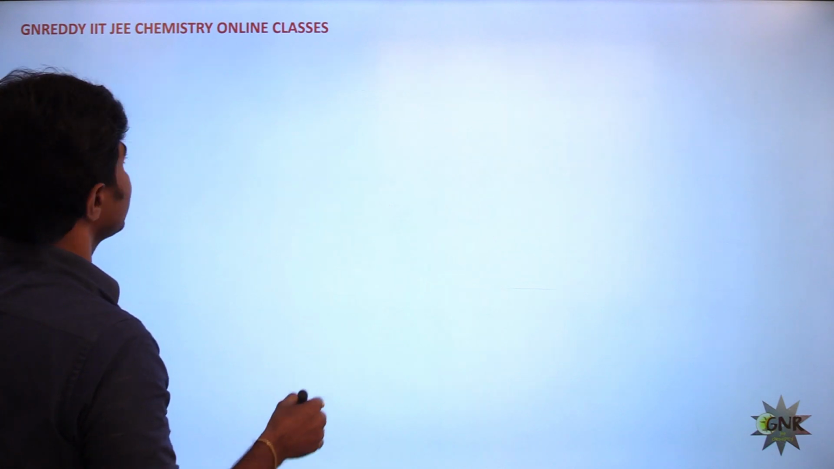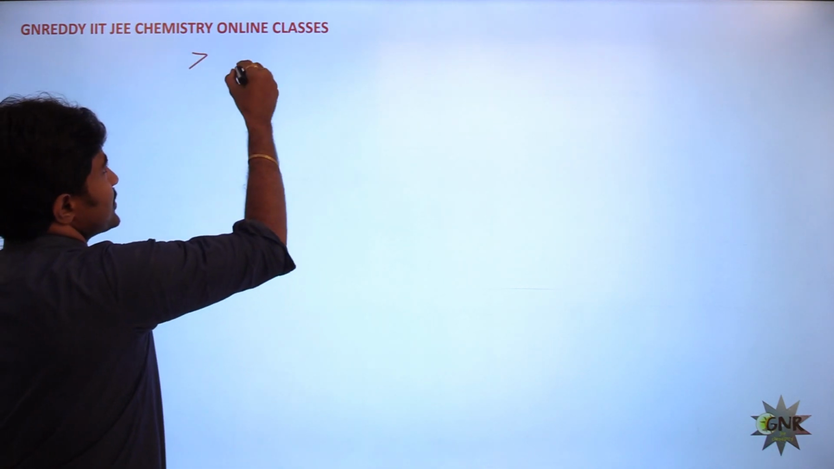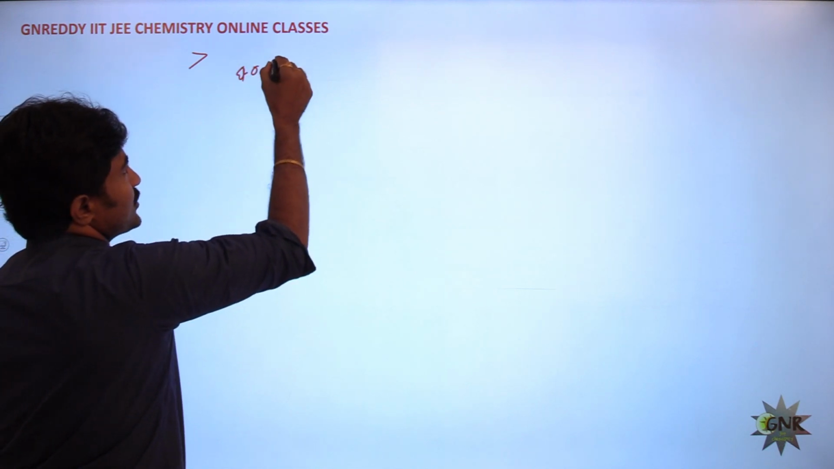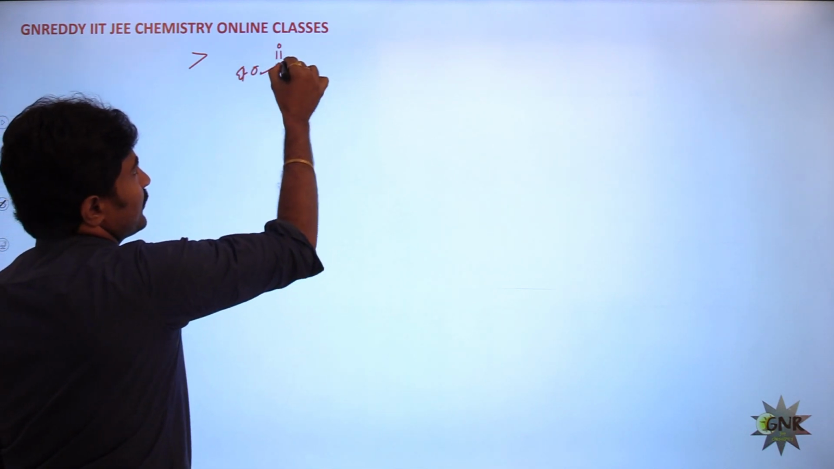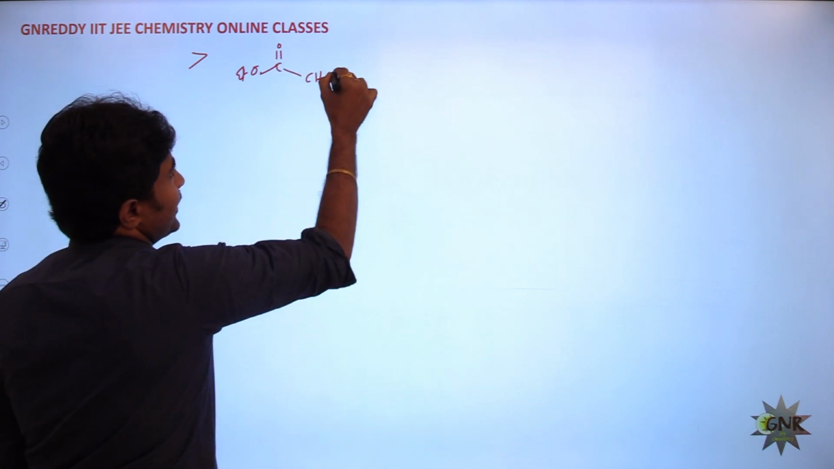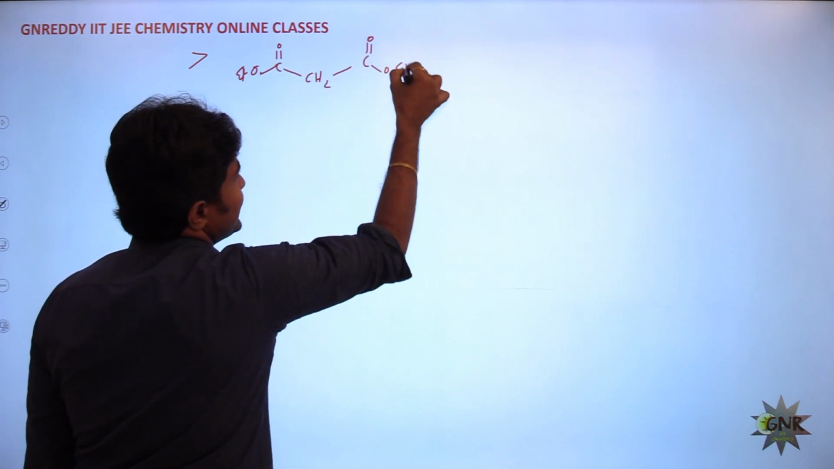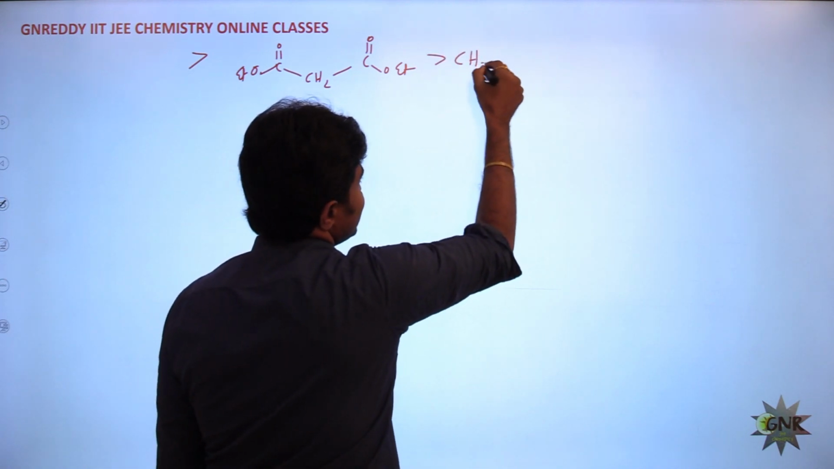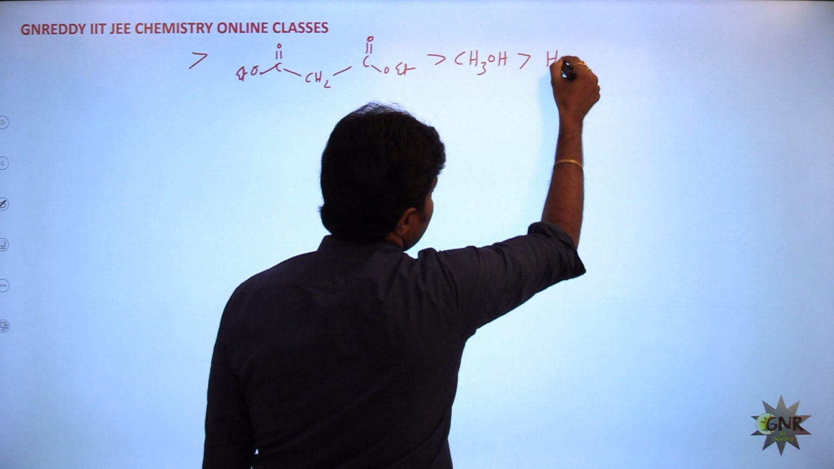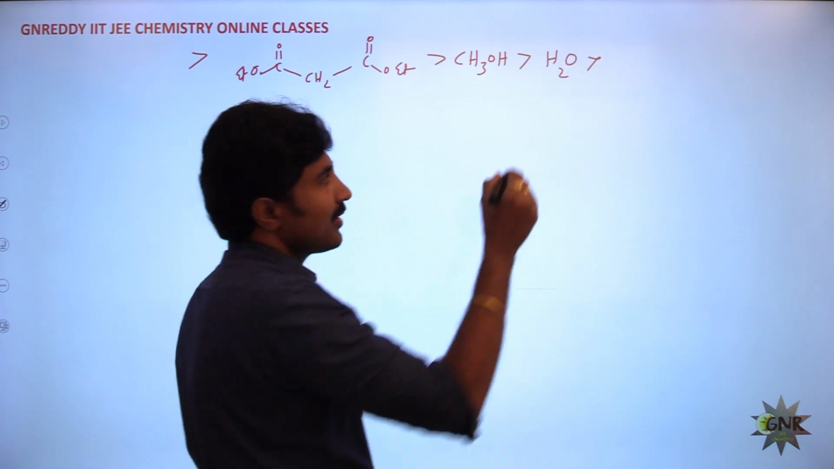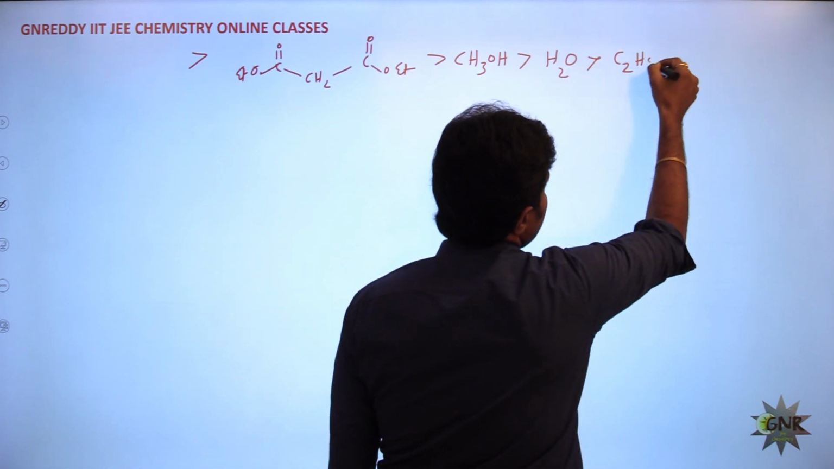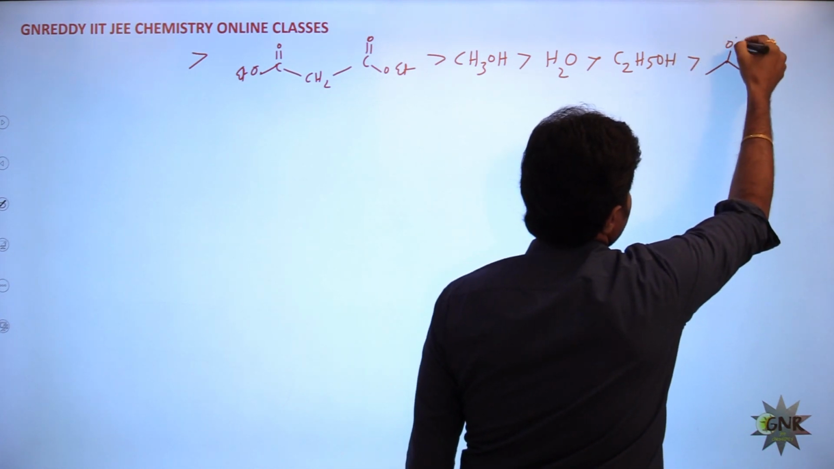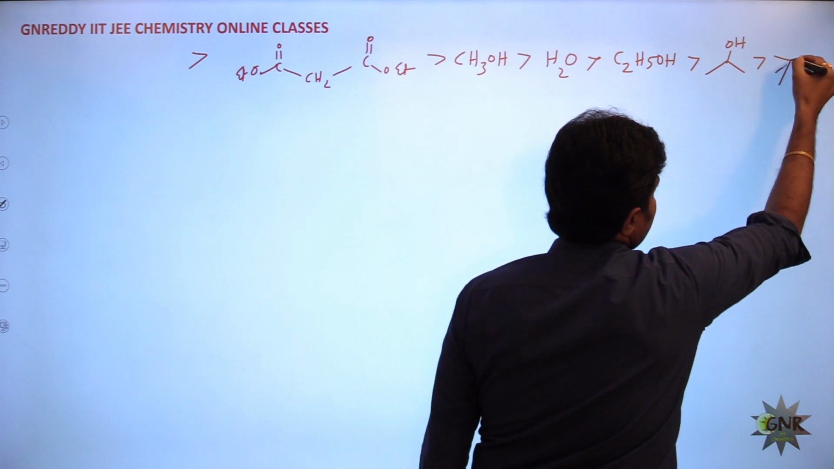I am continuing this order. Active methylene group compounds like ester ends, this one, CH2COOEt, is also an active methylene group compound. And then methyl alcohol, CH3OH, then water, then ethyl alcohol, C2H5OH, then isopropyl alcohol, then tertiary butyl alcohol.